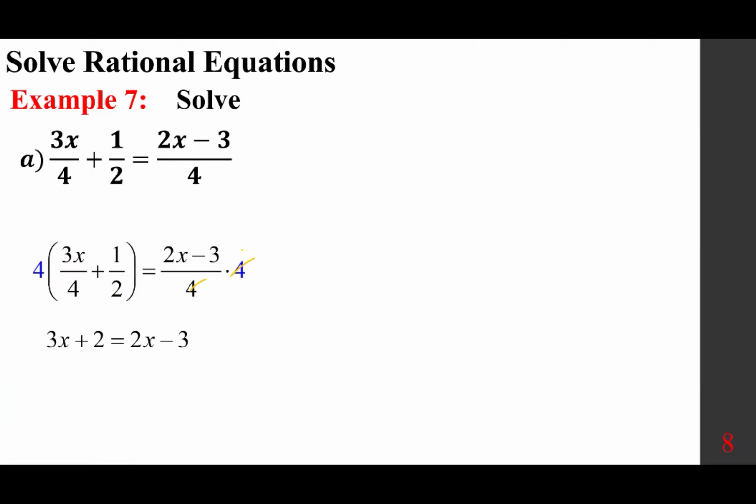You're going to move things around as follows. You're going to subtract the 2x, and then you move the 2. And you get that. Okay. So x equals negative 5. As always, you can check with the original equation.